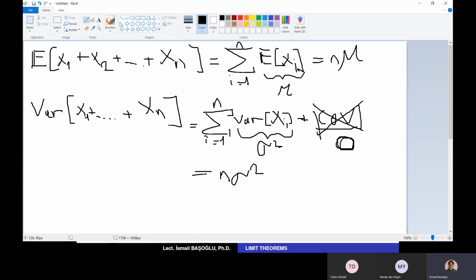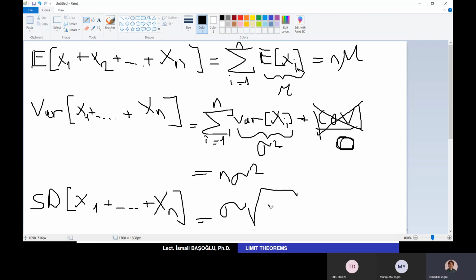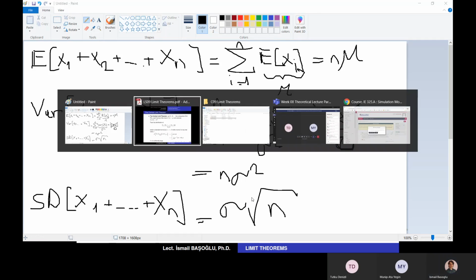Now, the expected value of the sum is n times mu. The variance of the sum is n times sigma squared. And in fact, you can write that the standard deviation of the sum is the square root of the variance, which is going to be sigma times square root of n, right? So we have these values obtained here.